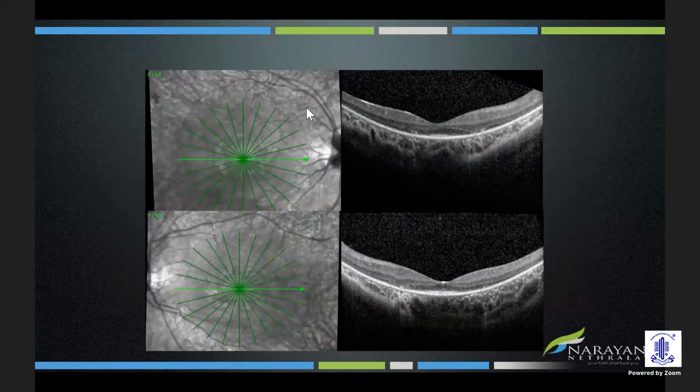So clear, and this is the corresponding OCT. If you can see, the ellipsoid zone is present only in the foveola. That's the reason these patients will have tunnel vision. The retina in the parafoveal region, especially the outer retina, is degenerated.